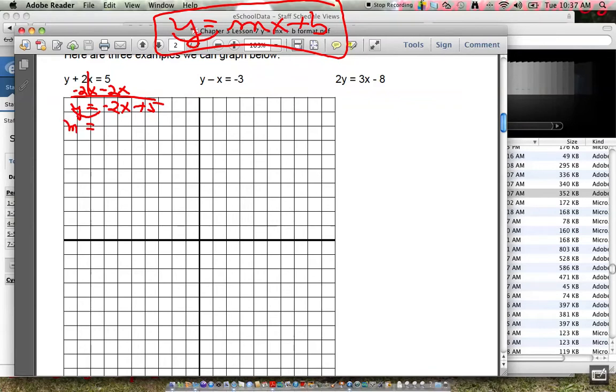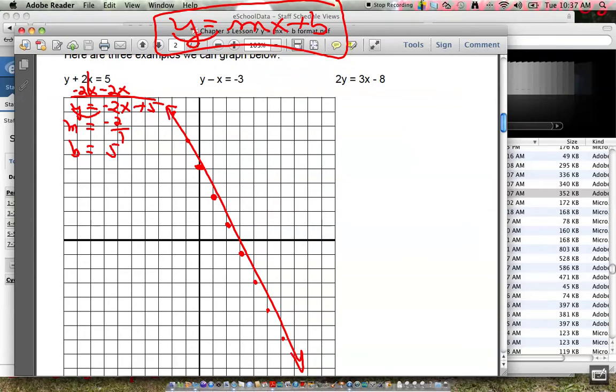Now, what is the slope? Negative 2 over 1. What's the y-intercept? 5. Where do I begin? 5. 1, 2, 3, 4, 5. How do I move? Down 2 over 1, down 2 over 1, down 2 over 1. I'm slightly off there, but we'll go with that.